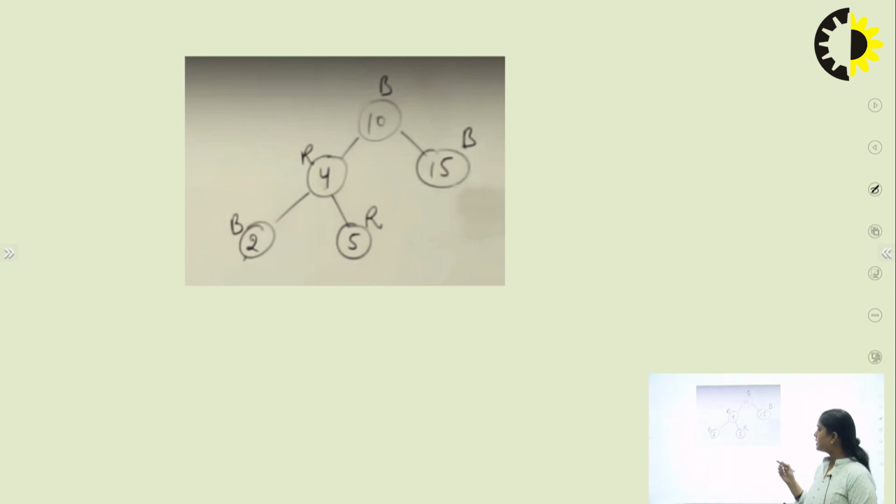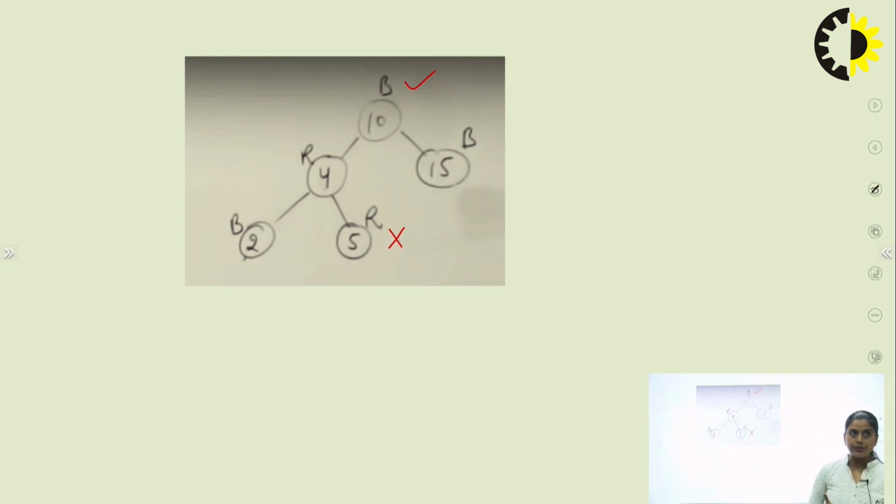This is another example. Let's consider whether this is a red-black tree or not, just checking all the properties. Yes, the root is black. Done. Now, any red node? This is a red node having a red child, which is actually not acceptable. So this is not a red-black tree.